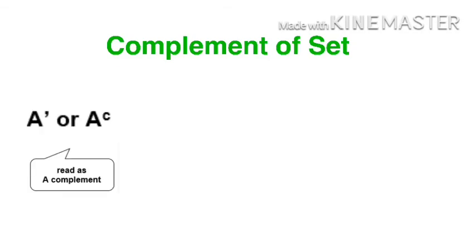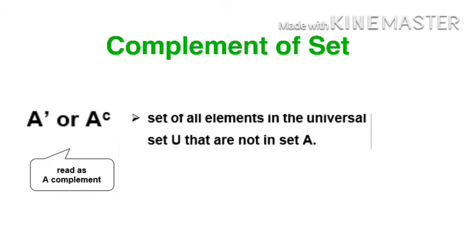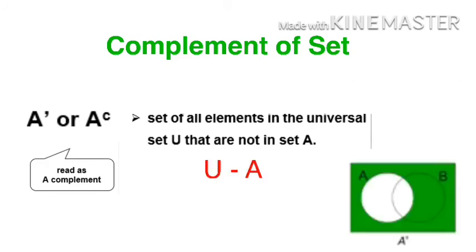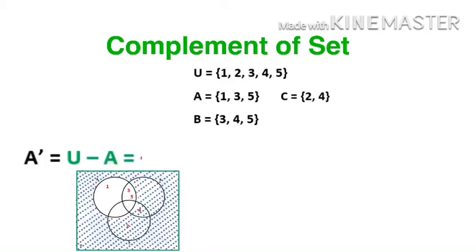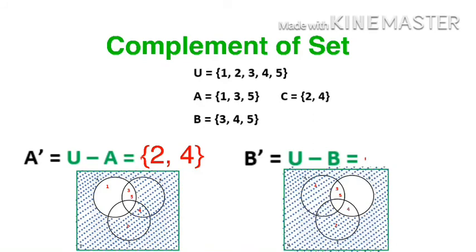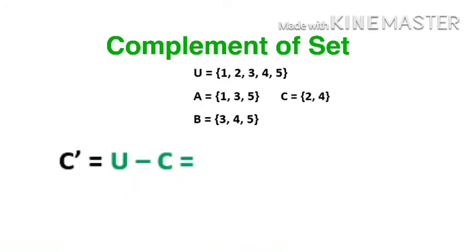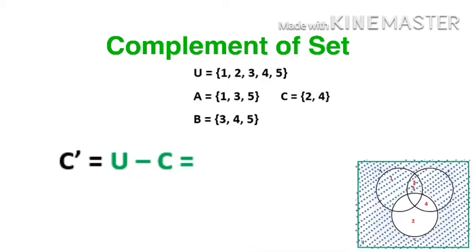Let's proceed to the complement of set. If A is a set, then A complement or A prime is the set of all elements in the universal but not in A. So, mura siya og universal minus A. For example, you have this set. What is A prime? A prime is just equal to universal minus A. So, that's just equal to 2 and 4. For B prime, that is just equal to U minus B. And that's equal to 1 and 2. C prime is just equal to universal minus C, which is equal to 1, 3, and 5.